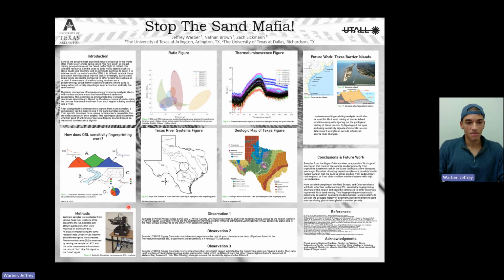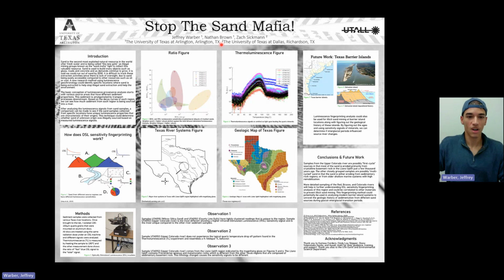So to find specific sediments to run the methods, we used different Texas River locations. And once brought into the lab, I isolated 100 to 150 micron quartz-sized grains that were mounted on aluminum discs, and all discs are treated using the same radiation dose under the OSL machine seen in the image on the right, figure 2. And after using this machine, we come to our results where we have our ratio and thermoluminescence figure.